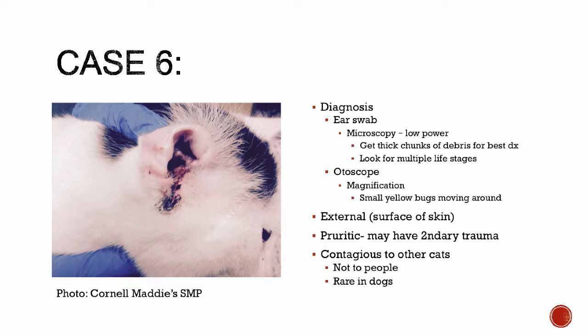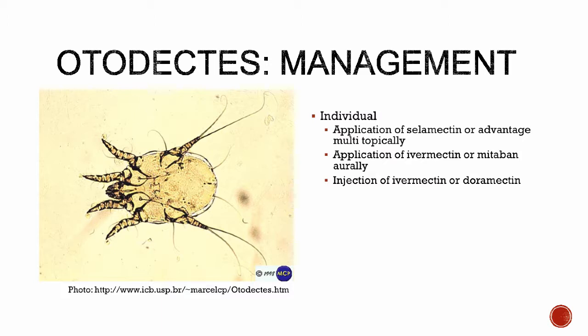So management in the shelter, individual animals you want to treat, right? But it is contagious to other cats, especially to kittens. So there's topical medications you can use inside the ear. There's topical medications you can use on the skin. You can also use injections of ivermectin or doramectin.